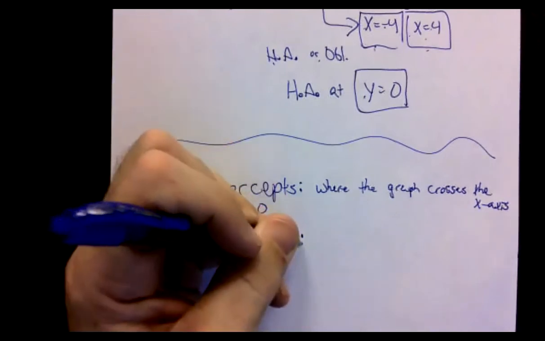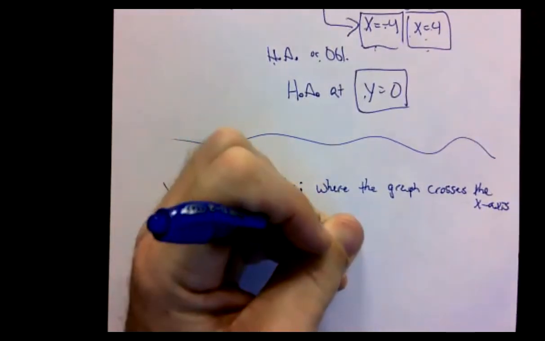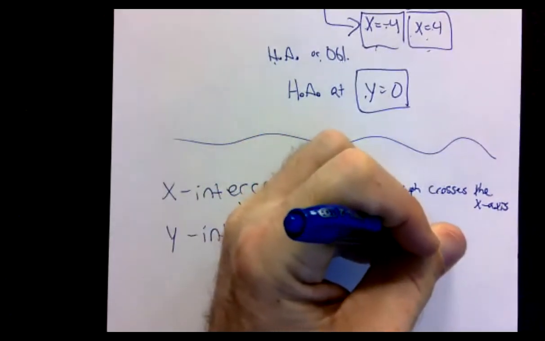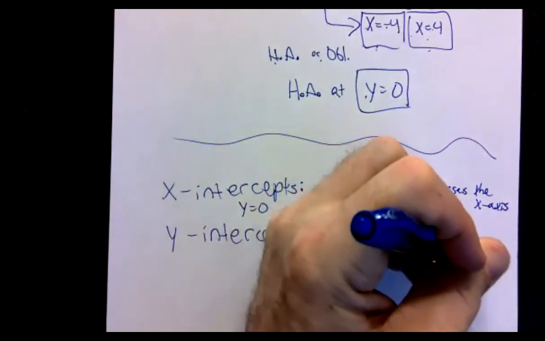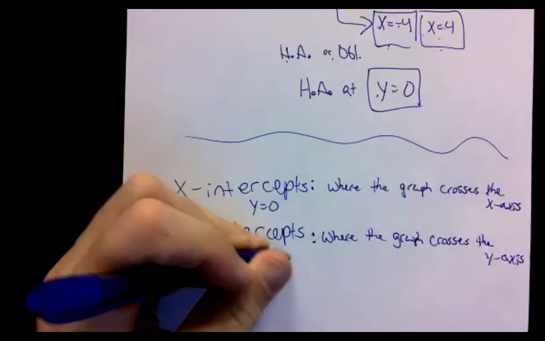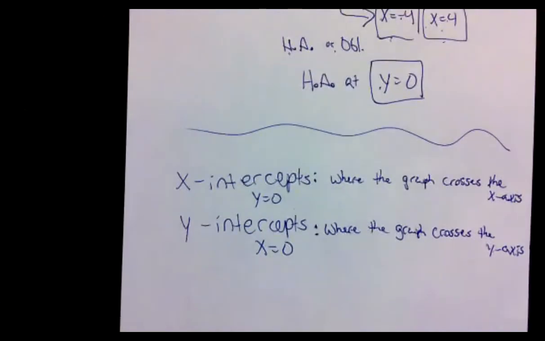Your y-intercepts are where the graph crosses the y-axis, or basically whenever your x is 0.